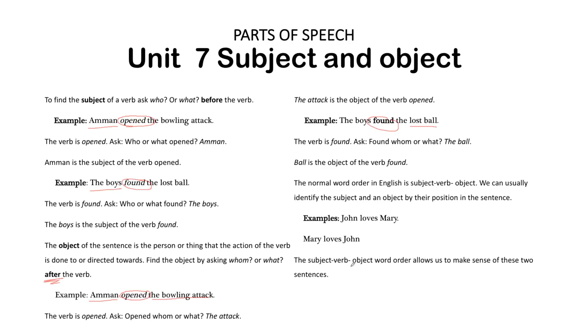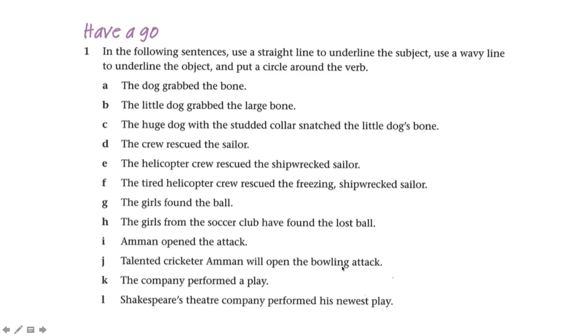Let's go and see if we can do some activities to try and figure out how well you've understood. In this first one here, in the sentences, use a straight line to underline the subject. So let's remind ourselves. Use a wavy line to underline the object and put a circle around the verb. Now I've just done that in the instructions to remind me.